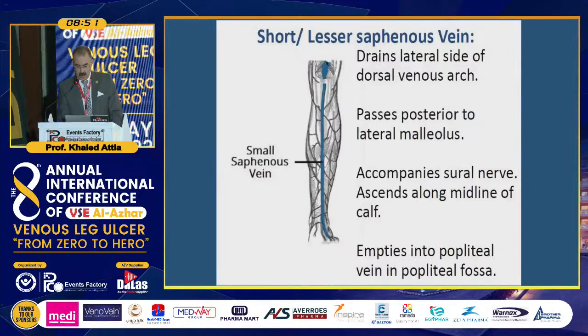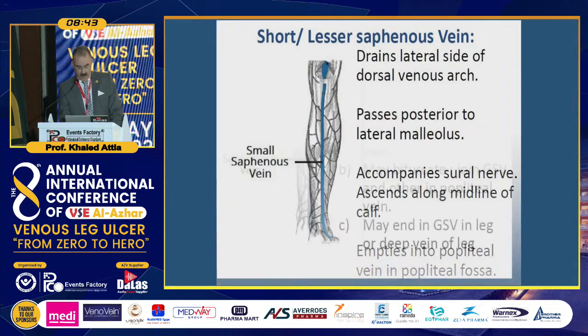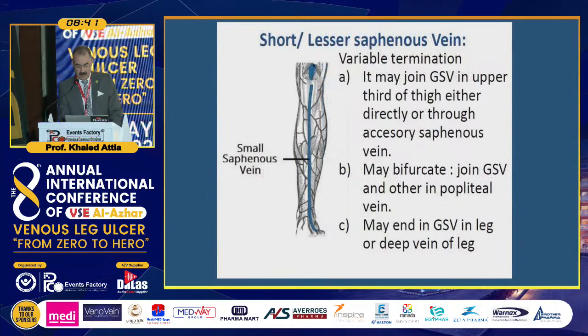Venous arch, passes posterior to the lateral malleolus, accompanies the sural nerve, ascends along the midline of the calf, and empties into the popliteal vein in the popliteal fossa.